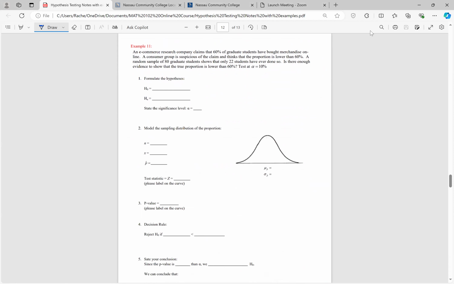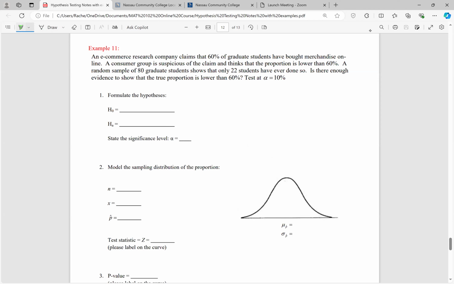Let me make this a little bit bigger. It says an e-commerce research company claims that 60% of graduate students have bought merchandise online. A consumer group is suspicious of the claim and thinks that the proportion is lower than 60%. A random sample of 80 graduate students shows that only 22 students have ever done so, meaning purchased merchandise online. Is there enough evidence to show that the true proportion is lower than 60%? Test that alpha equals 10%.